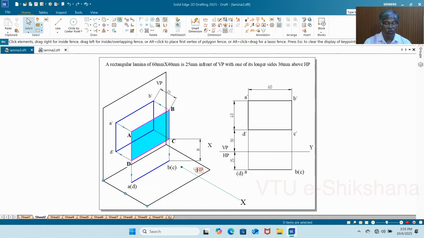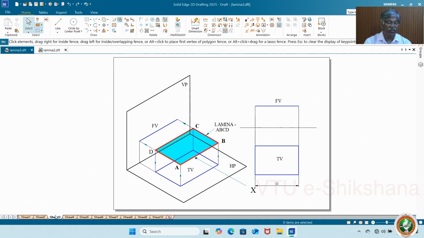As you know, the front view is the same rectangle of 60 by 40, and with respect to the XY line, whatever you do here is for HP and whatever you do there is for VP. The lamina is parallel to VP and 25 mm in front of it, and one of the longer edges is 30 mm above HP, and the true shape is in the front view because the lamina is parallel to VP. So this is the simple projection of planes.